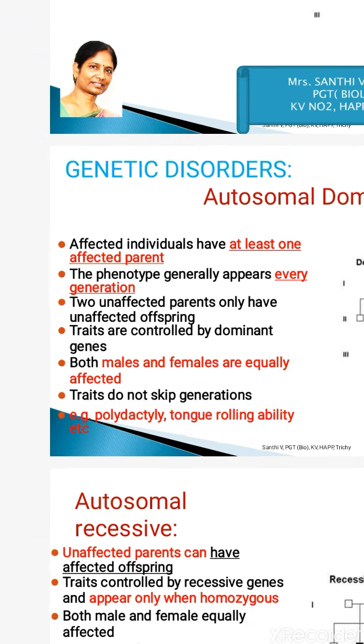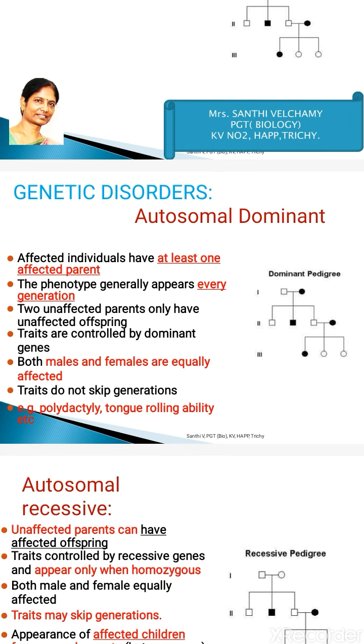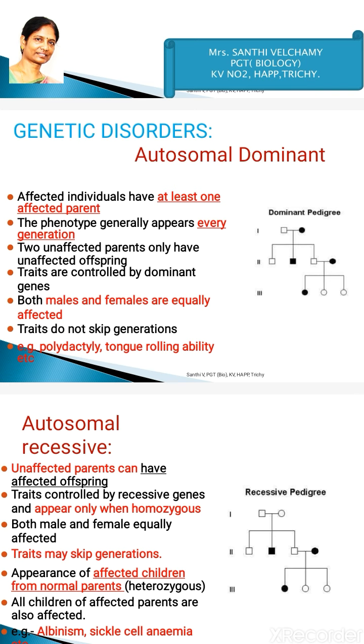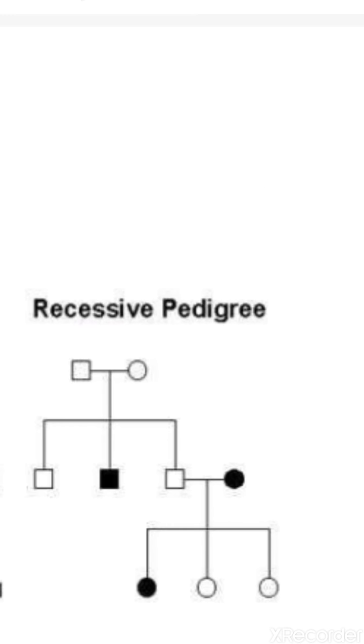According to this, at least one of the parents is affected. You can see in all three generations that one of the parents is affected. The trait is controlled by dominant genes, so both males and females show the character. The trait does not skip generations. When you see the lower pedigree, the trait is being skipped. In the case of recessive, it is skipped. The parents are not showing the trait, but the offspring are showing it, and once again the grandchildren are showing it. It is skipped by the parents.